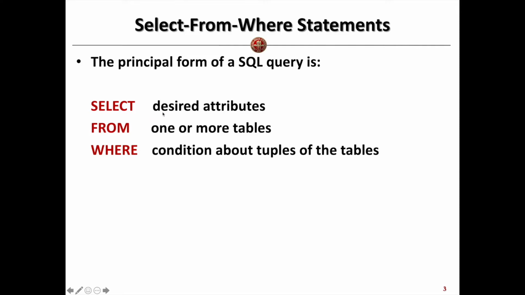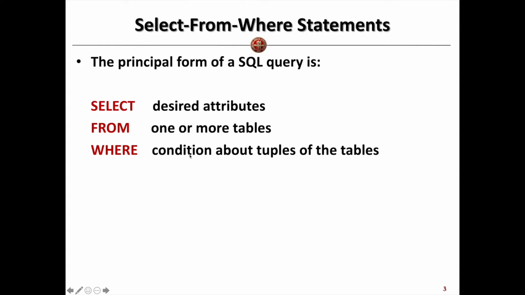Select is followed by some desired attributes. From is followed by one or more tables. Where is followed by some conditions about tuples or tables. So all the queries we will write later on data manipulation will be like this: select some attributes from some tables where is the condition.